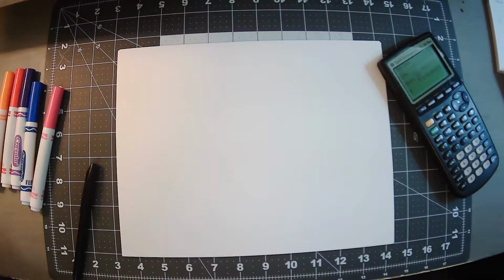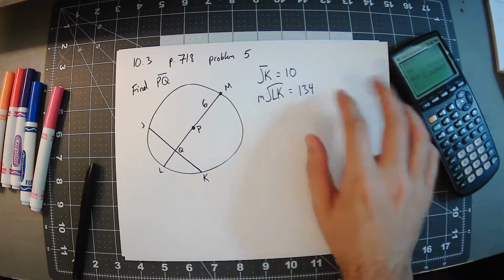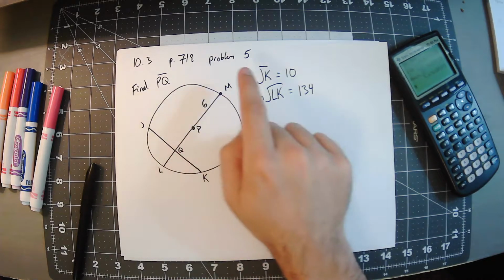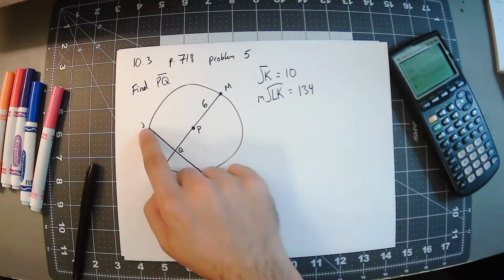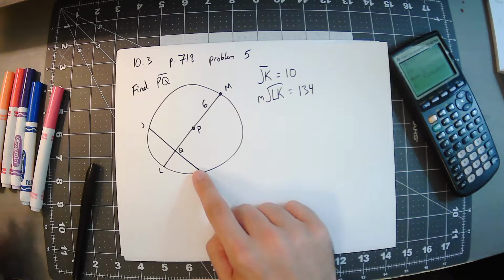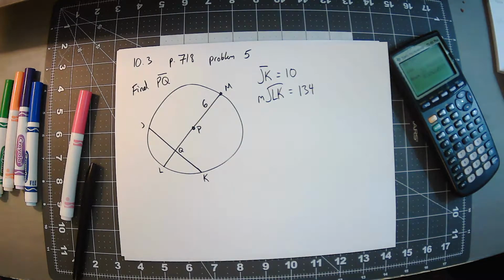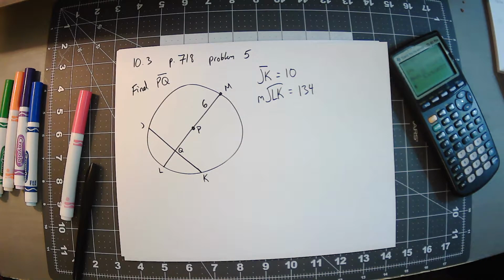So 10.3. This problem comes from page 718. This is problem number 5. We are looking for PQ. We know JK, that's this line, and we know the arc JK is 134 degrees. And we know the radius is 6. We actually don't need some of this information. I'll show you what we're going to use in a little bit.